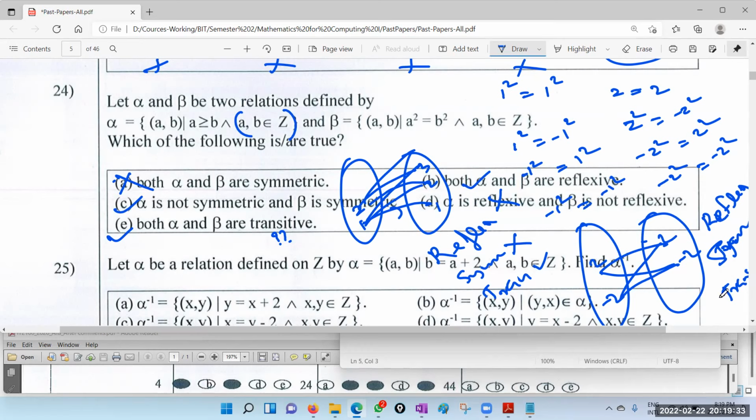So here, since the transitive property is not violated, I took it. Actually, there's not something like A to B and B to C goes A to C, but it has not been violated. Right. So therefore, the answer is correct. Our answer is correct. B, C, and E. Okay. Right. So let's look at the 25th one.